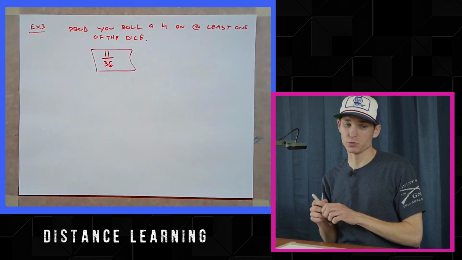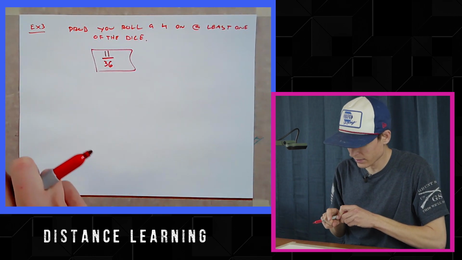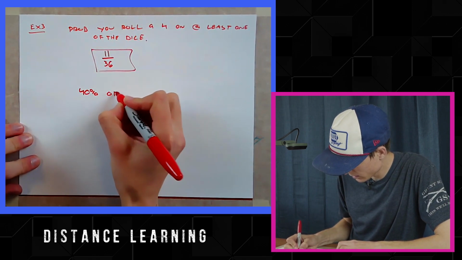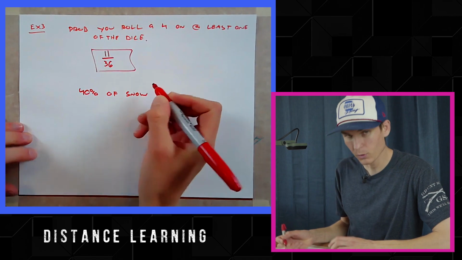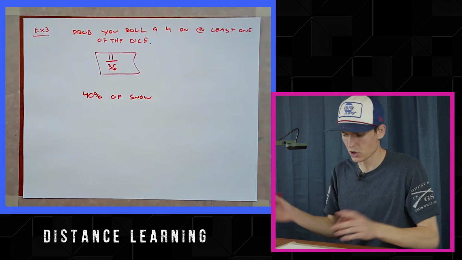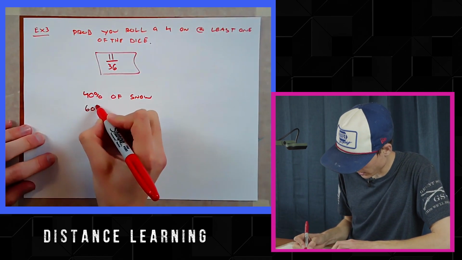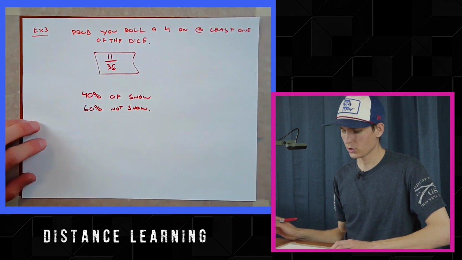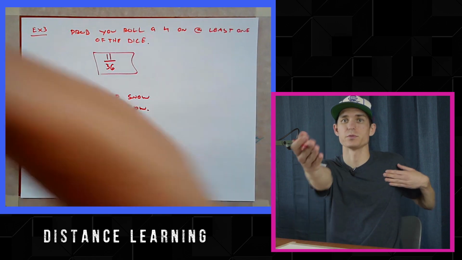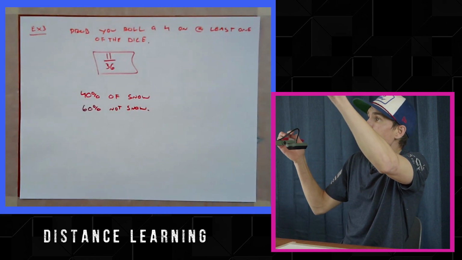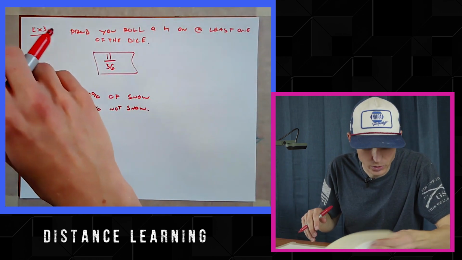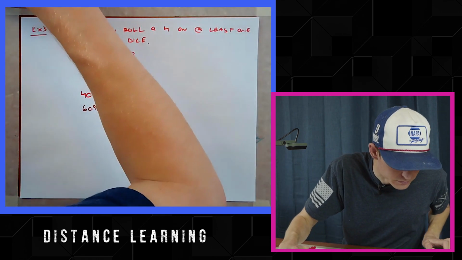Complementary events is really dumb. Complementary events, so for example, there's a 40% chance of snow. What's the percent chance of it not snowing? 60% not snow. That's legit what it is. So if there's a 50% chance I win, there's a 50% chance you win. If there's a 20% chance of rain, there's an 80% chance it doesn't rain. That's what it means. I said I would do number 24 in my notes.